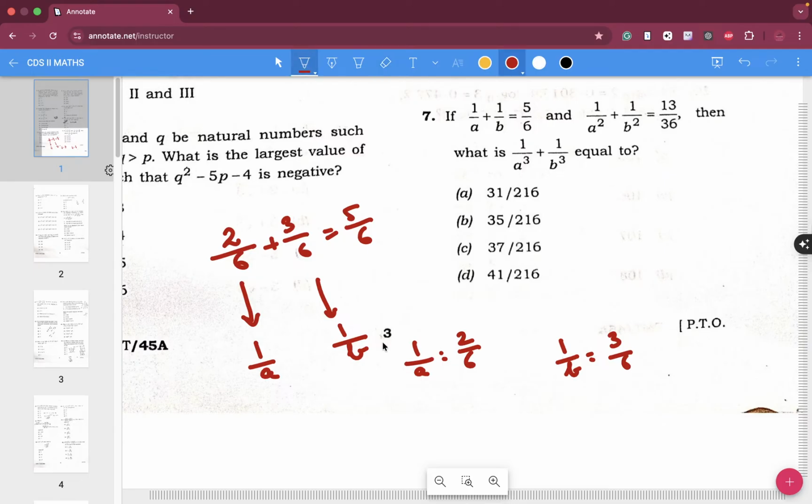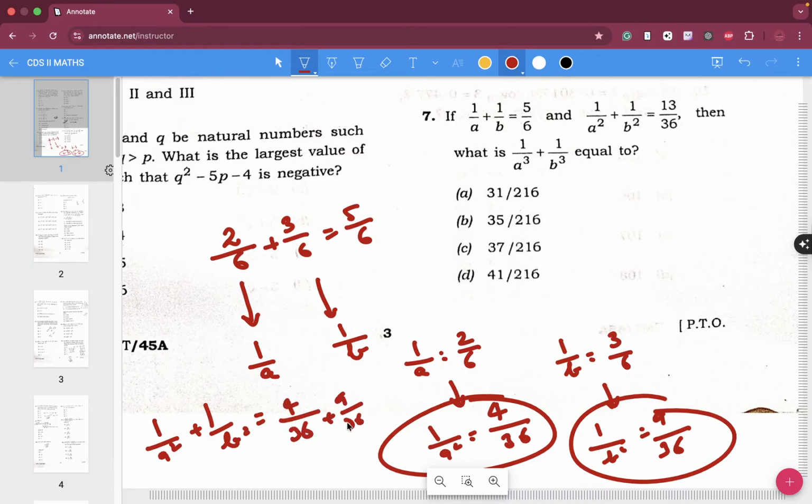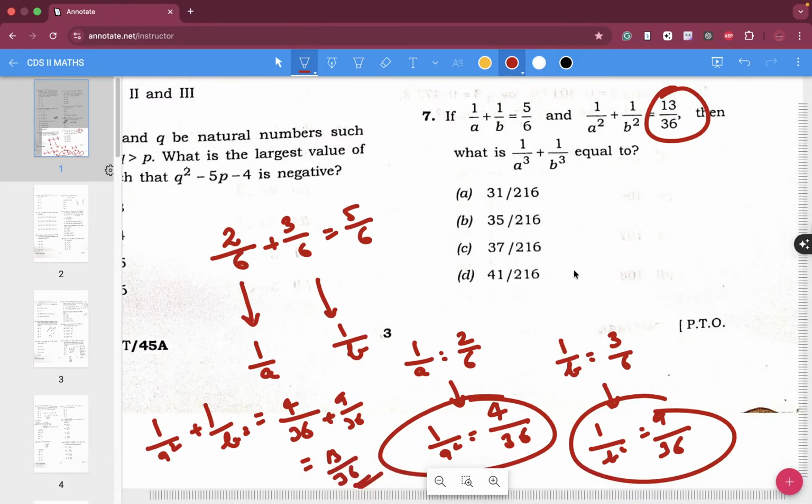Now if you do the square of this, 1 by a square will be equal to how much? 4 by 36, and 1 by b square is equal to how much? 9 by 36, right? So 1 by a square plus 1 by b square is equal to 4 by 36 plus 9 by 36, which is as good as 13 by 36. Yes or no?